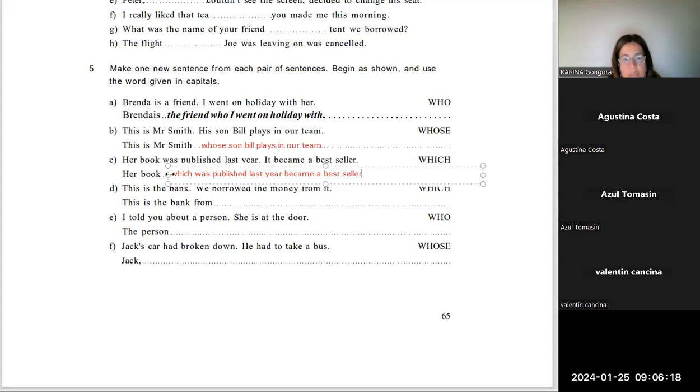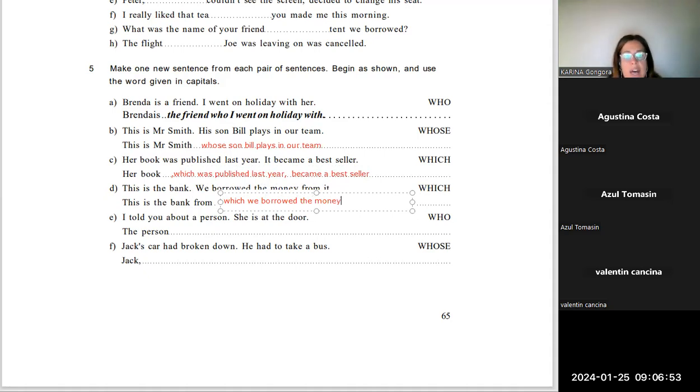And of course, in this case, we could have the commas. Her book, which was published last year, maybe it's not very important, right? Became a bestseller. We never know. This is the bank. We borrowed the money from it. This is the bank from which we borrowed the money.